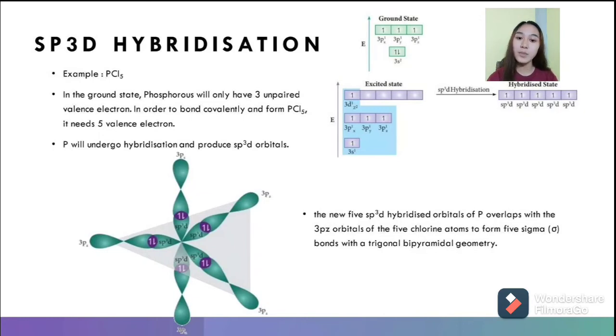These new 5 sp3d hybridized orbitals of phosphorus will now overlap with the 3pz orbitals of the 5 chlorine atoms that will be covalently attached through sigma bonds to the phosphorus. This phosphorus pentachloride will take the geometry of trigonal bipyramidal.